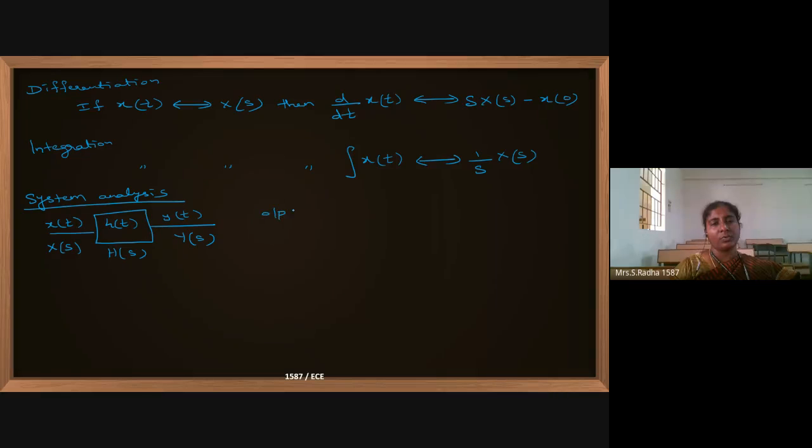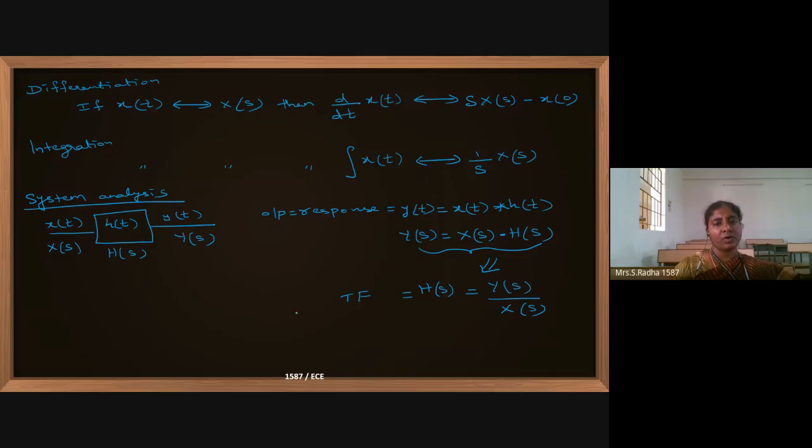In general, output or response is one and the same. It is nothing but y of t. Output is convolution of input and impulse response. If you take it in frequency domain, convolution in time domain is multiplication in frequency domain. Making h of s the subject, it will be y of s by x of s, and this is called transfer function, system function or frequency response.